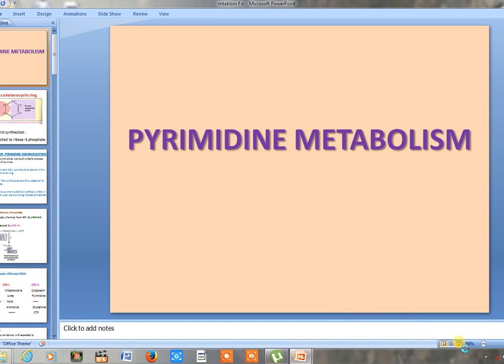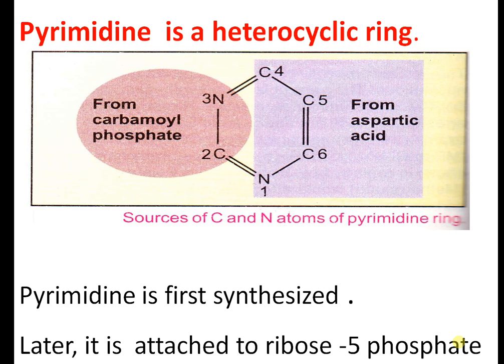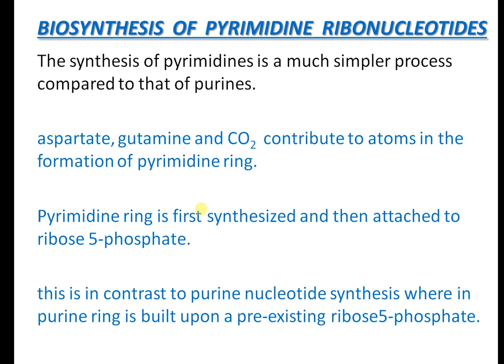Today we are discussing pyrimidine metabolism. This pyrimidine is a heterocyclic ring; C4, C5, C6 and N1 are formed by aspartic acid, and N3 and C2 are formed by carbamoyl phosphate. So this is the source of the carbon and nitrogen. The pyrimidine ring is synthesized first and it is later attached to ribose 5-phosphate.